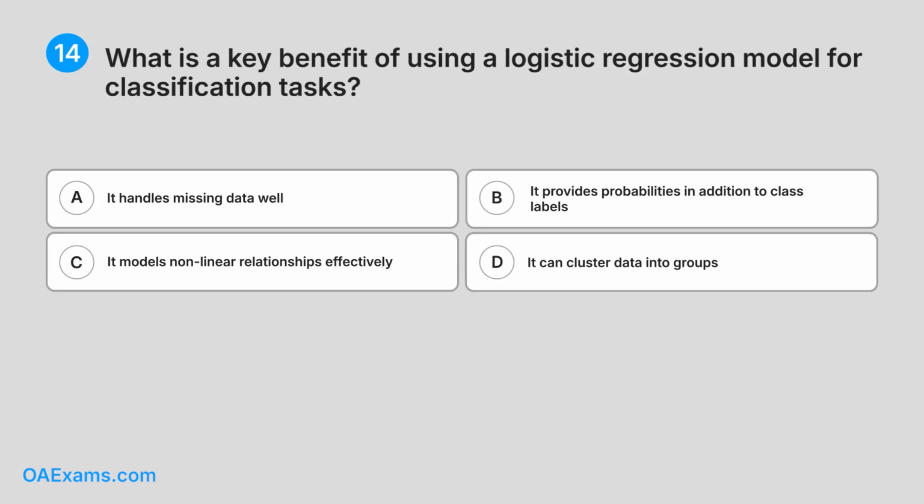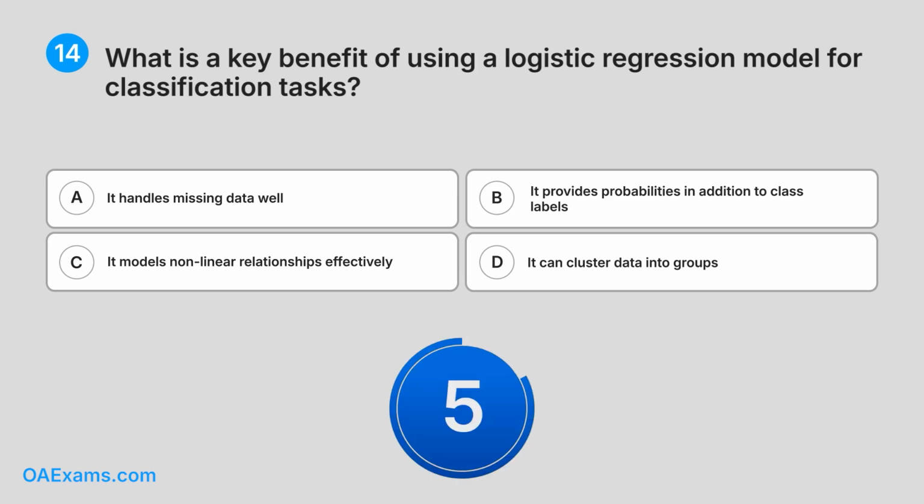A. It handles missing data well. B. It provides probabilities in addition to class labels. C. It models non-linear relationships effectively. D. It can cluster data into groups. What do you think is the answer?